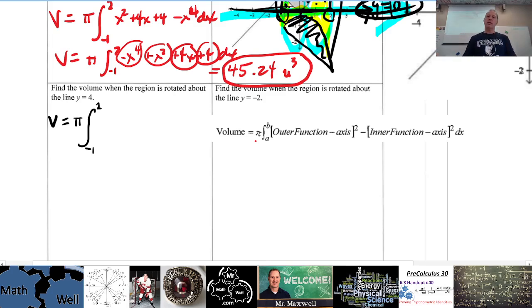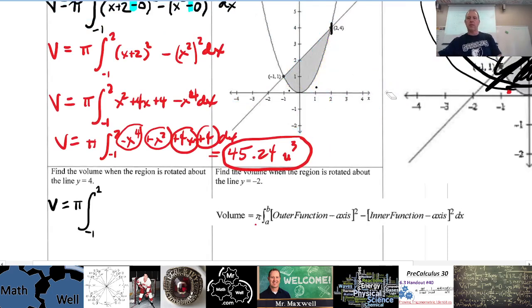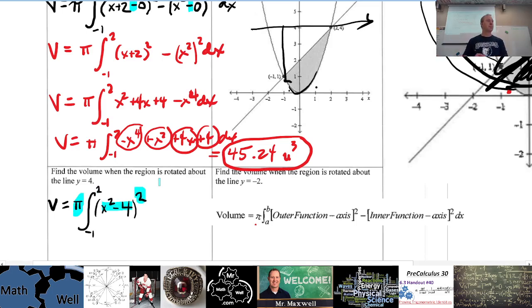And now does the outer function change? Let's see. Let me just erase this here. Does the outer function change? Well, the one that's furthest away is going to be this one. So yeah, it sure does change. So that's the x squared one, isn't it? That's the outer function now. Minus the axis of rotation, that is y equals +4. So the +4 goes there. And then of course we've got to square that because we're still looking at pi r squared. Okay? So the radius is going to be the difference between x squared and 4.